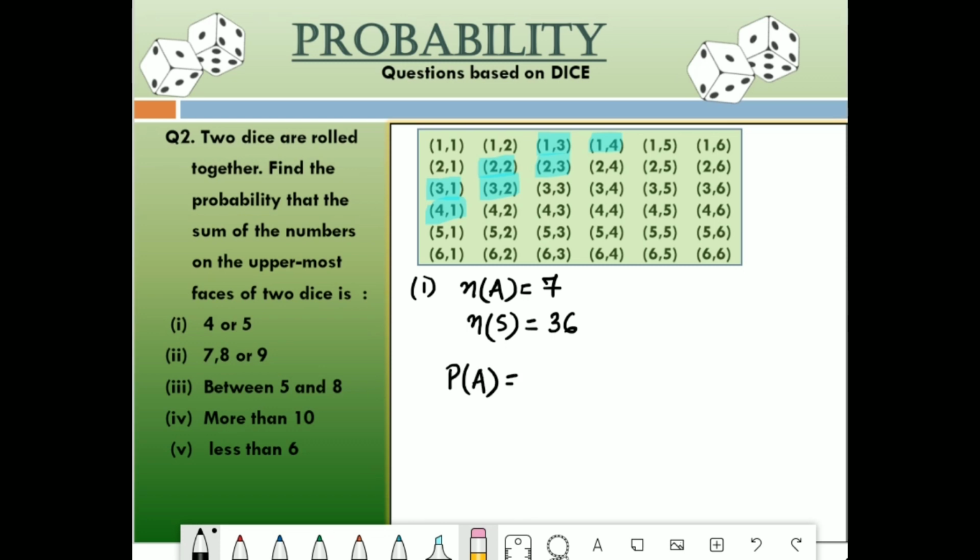Let's find the probability. Formula is total number of favorable outcomes divided by total number of all possible outcomes. So that comes out to be 7 divided by 36. Now we will solve our second part. So let's start with that.